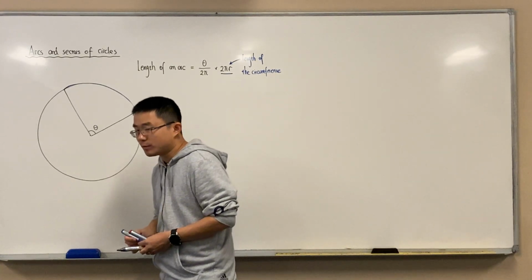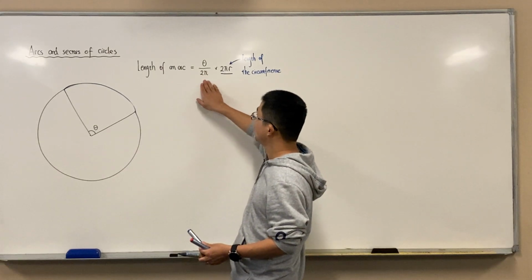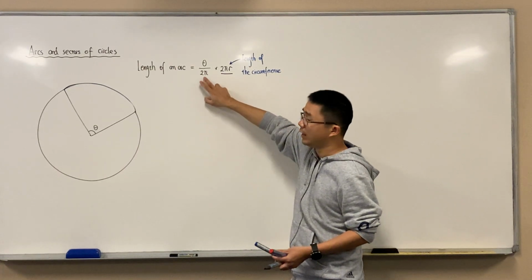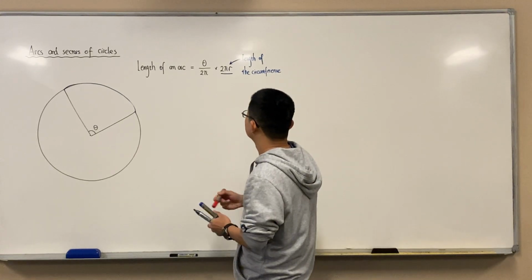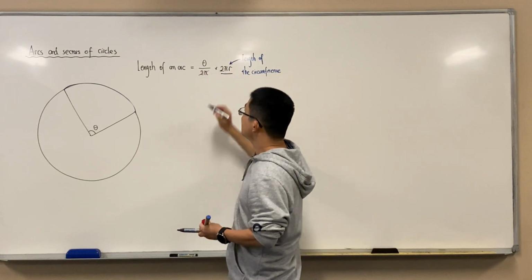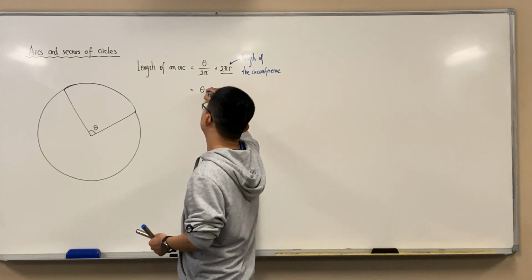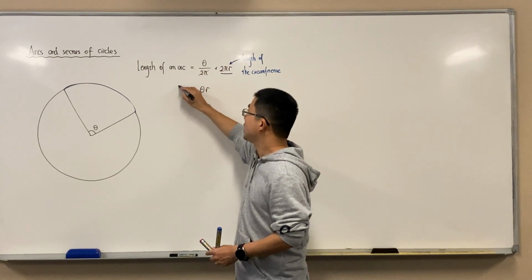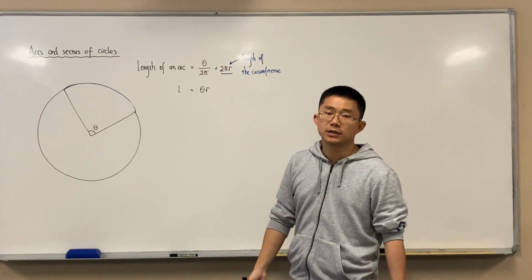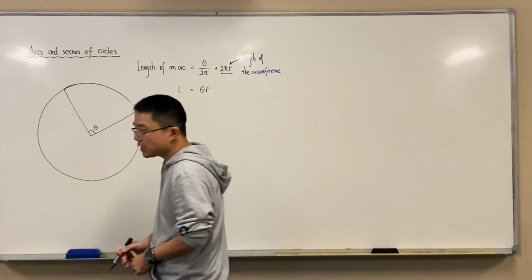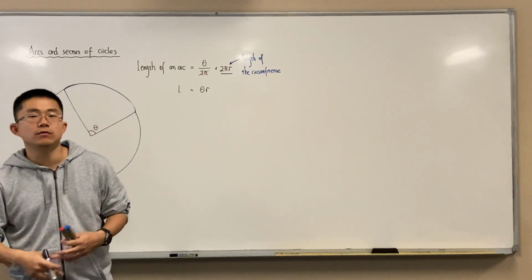Alright, now when you use algebra, you can simplify this. The denominator is 2 pi times 2 pi r. This 2 pi cancels out, and you get theta r. And that becomes the length of an arc. Alright, so the length of the arc is just equal to the angle in radians times the radius.